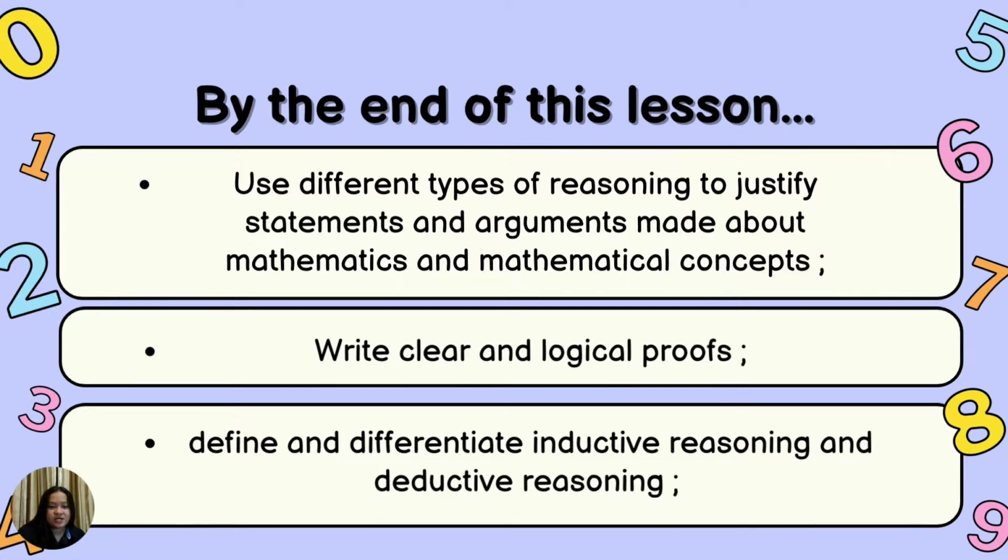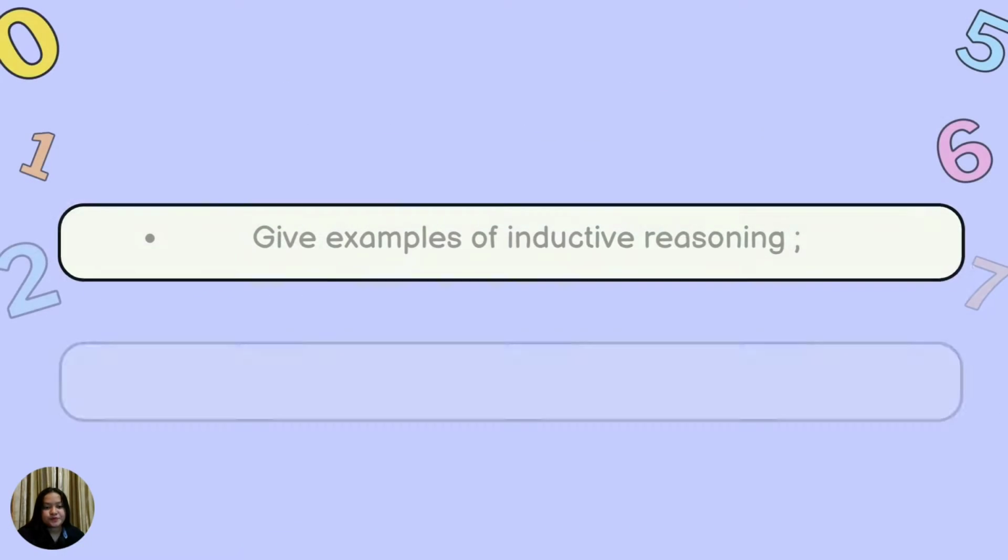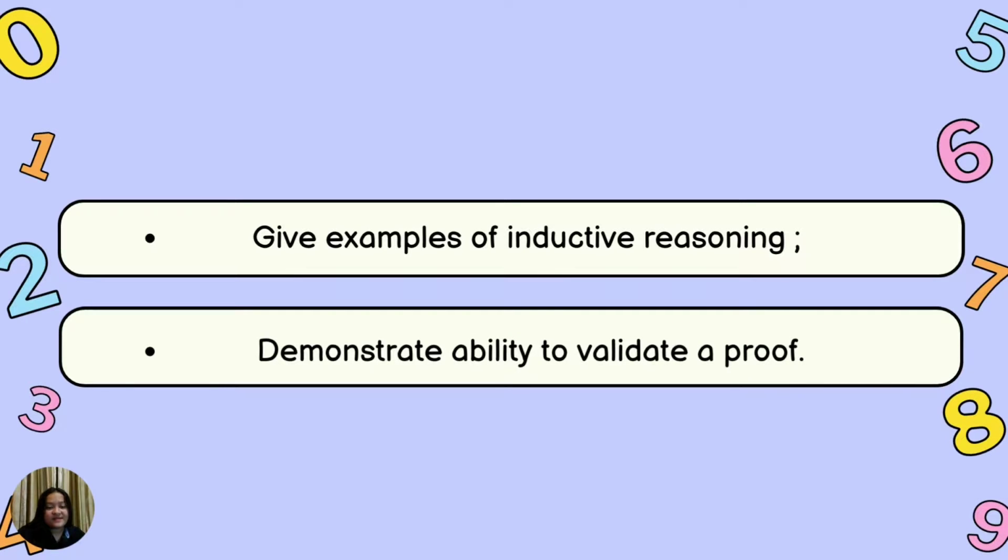So we have learning outcomes. At the end of this lesson, you are expected to: 1. Use different types of reasoning to justify statements and arguments made about mathematics and mathematical concepts. 2. Write clear and logical proofs. 3. Define and differentiate inductive reasoning and deductive reasoning. 4. Give examples of inductive reasoning. 5. Demonstrate ability to validate a proof.